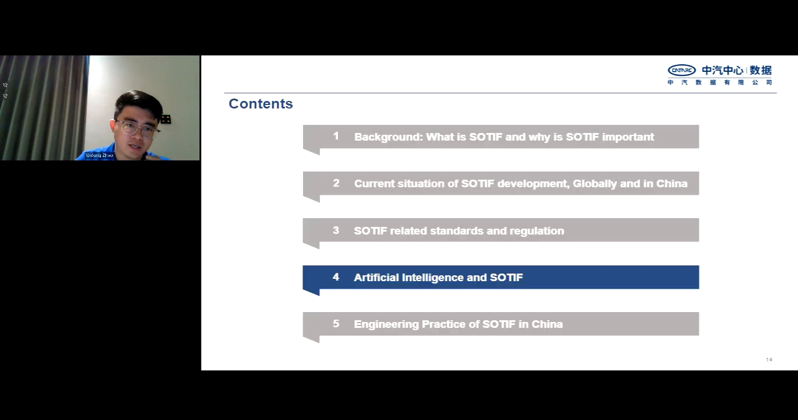So that is basically the background and standards regarding SOTIF. Next, with this in mind, we can talk more about the practice and application of SOTIF, especially in China.